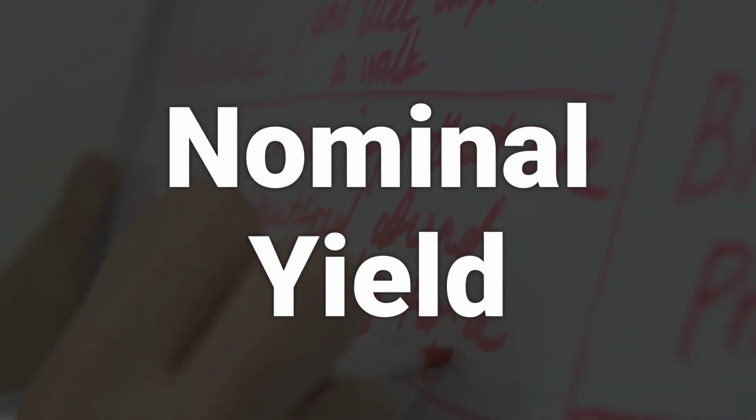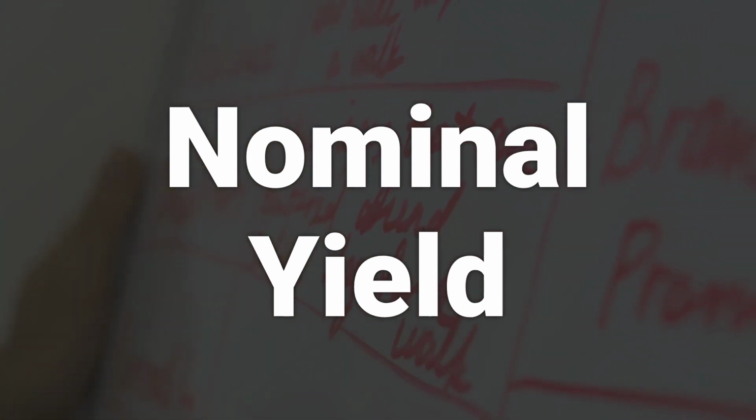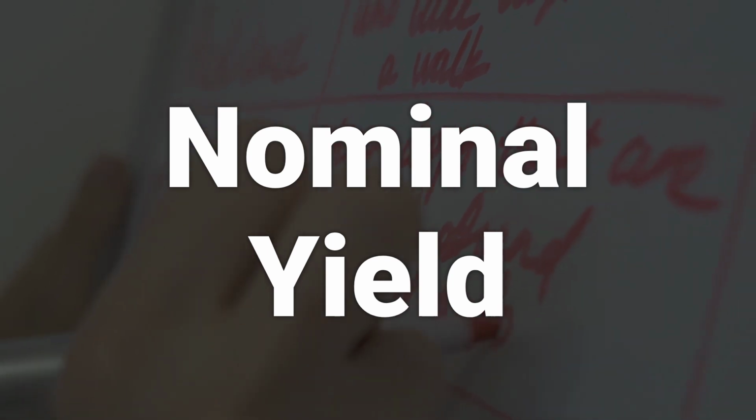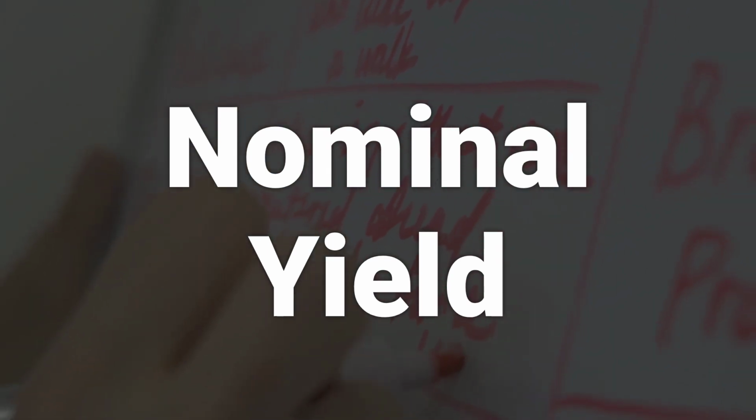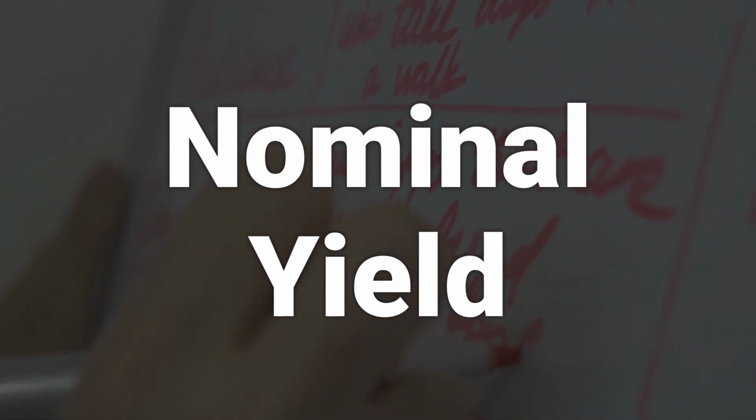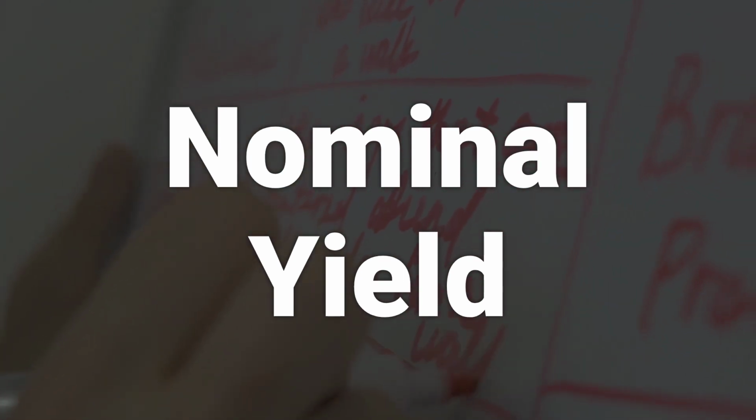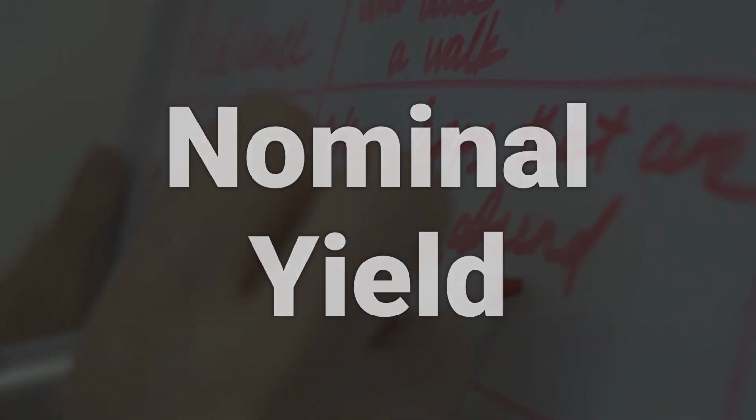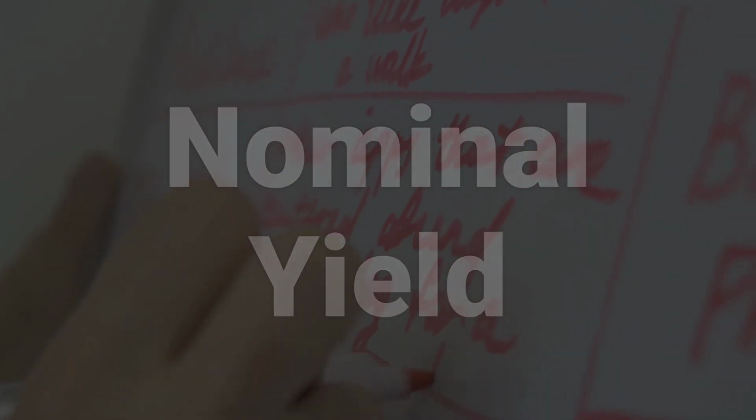Nominal yield is the coupon rate on a bond divided by its par value. It's the interest rate that a bond issuer promises to pay bond purchasers. The nominal rate is fixed and applies for the entire life of the bond. It may also be called the nominal rate, coupon yield, or coupon rate.